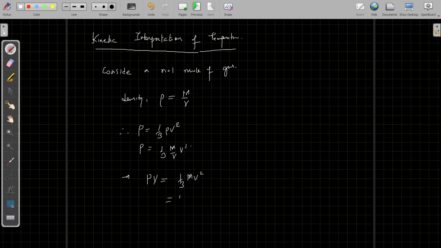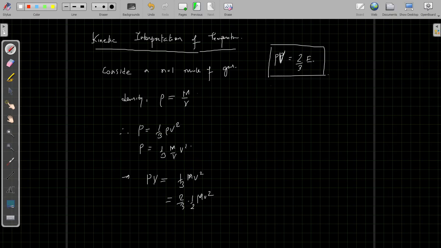Now, 2 by 3 into 1 by 2 capital M, not small m. That is the total mass of the gas, V square. What is this? Isn't this the kinetic energy? So PV is equal to 2 by 3 of the energy.